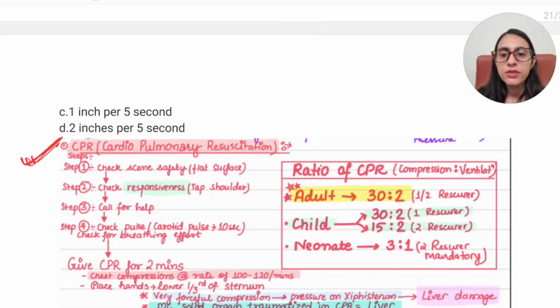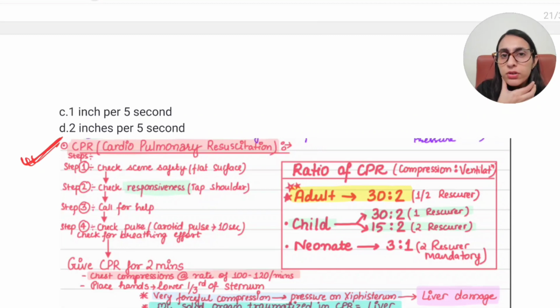It is cardiopulmonary resuscitation, and I have seen a reel in which the patient is lying on a chair and the person is giving CPR on the chair. So the first thing that you do is make sure the patient is lying on a flat surface, and then see if the patient is conscious or not. You tap the patient's shoulder and check, and then call for help. Don't be a hero by yourself. Call for help, check pulse, and check carotid pulse.